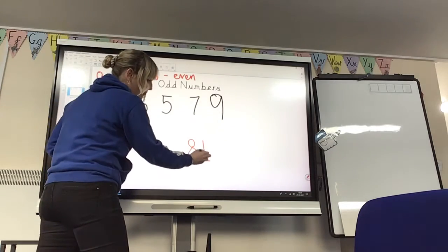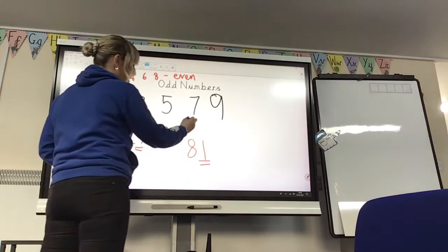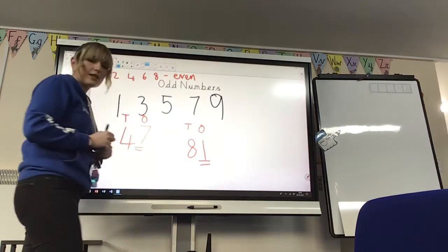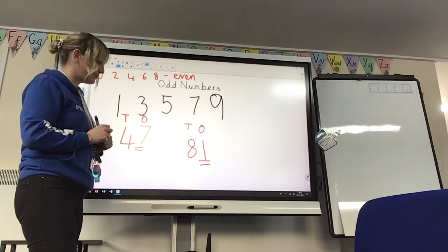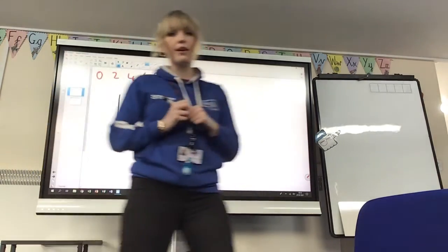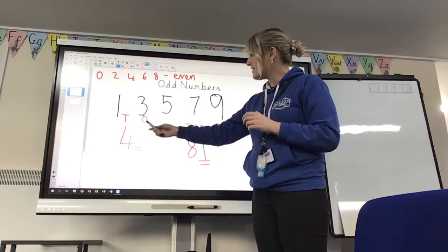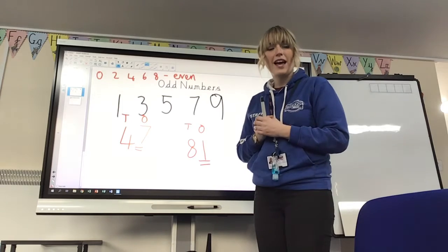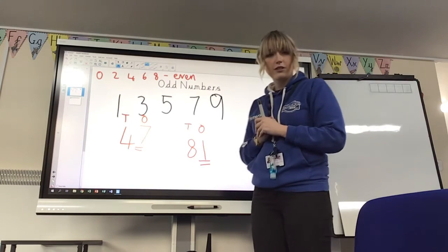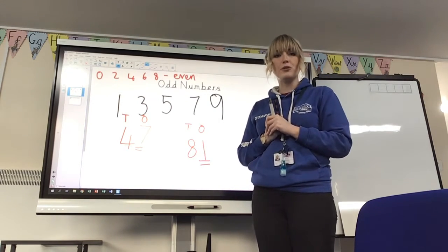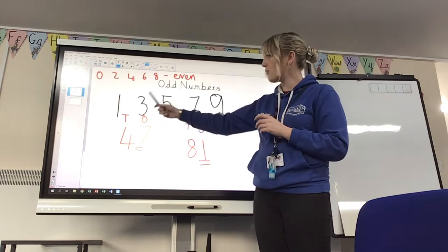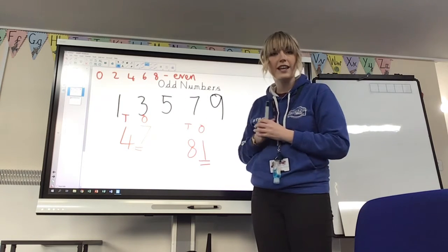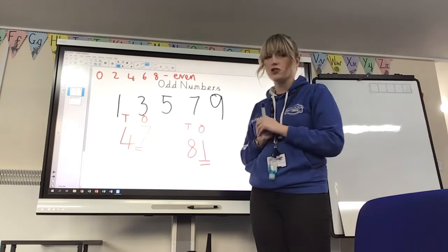Well, it's the number at the end. So the number in the ones column tells us whether it's odd or even. So you have a look at the number that ends in 1, 3, 5, 7, 9. Okay, now your question asks you to add up all the even numbers. So if you see 1, 3, 5, 7 or 9, you'll add them together and find your answer.